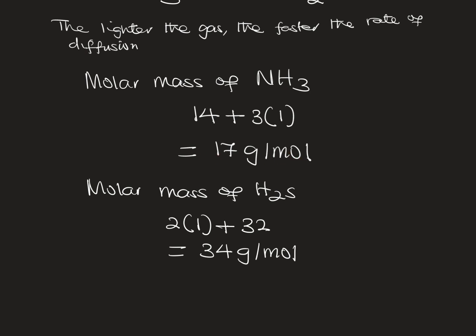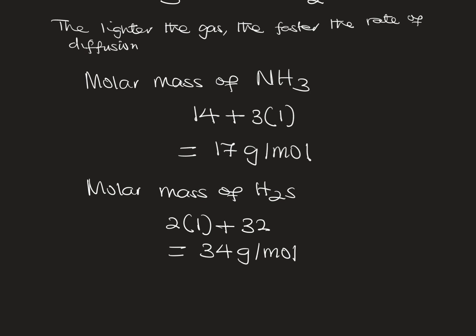But if they ask you the relative atomic mass, it is just 17. Okay, it has no unit. All right. So what is the relative atomic mass of hydrogen sulfide? It is just 34, because you are considering the mass of that compared to the mass of carbon 12 atom. So straightforward, we can say that ammonia diffuses faster than hydrogen sulfide gas.